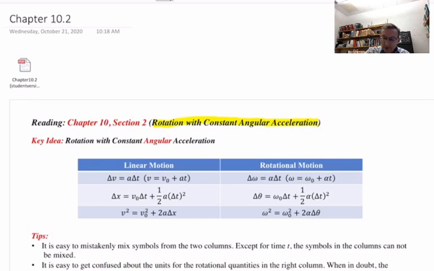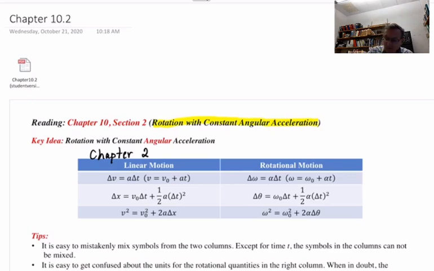So, the first column in this table here is taken directly from chapter 2, where we talked about linear motion along an axis. Usually we called it an x-axis. And we said, what are the appropriate kinematic equations when a particle moves on an x-axis with constant linear acceleration a?